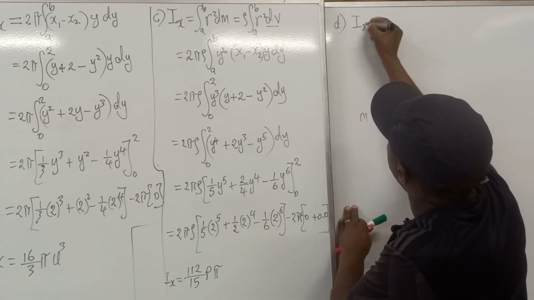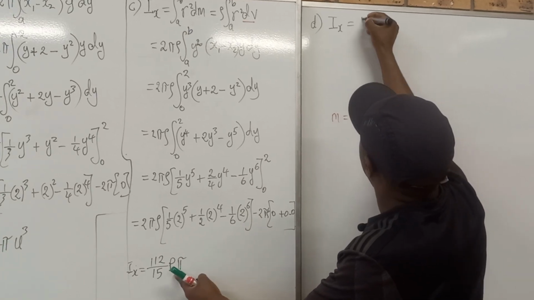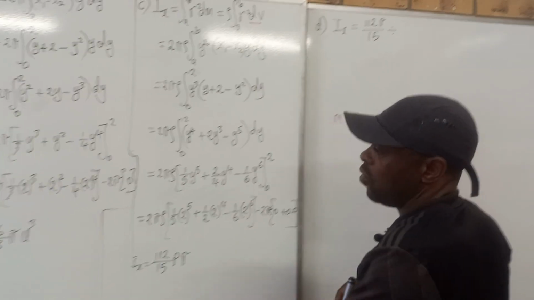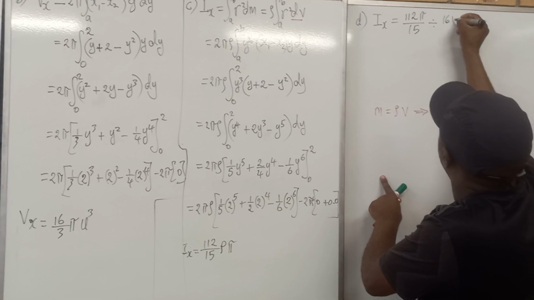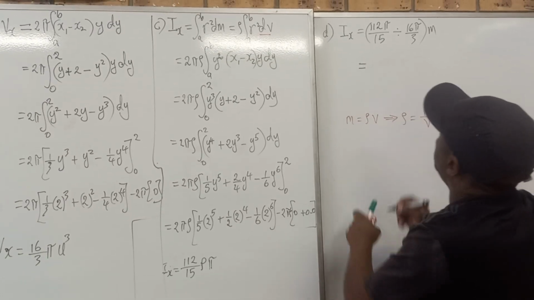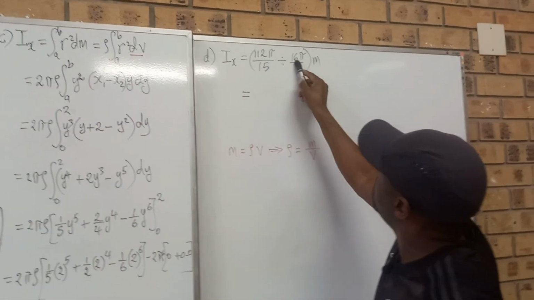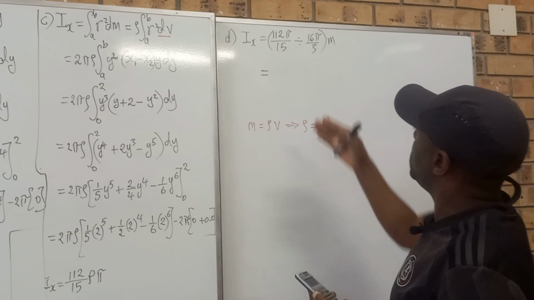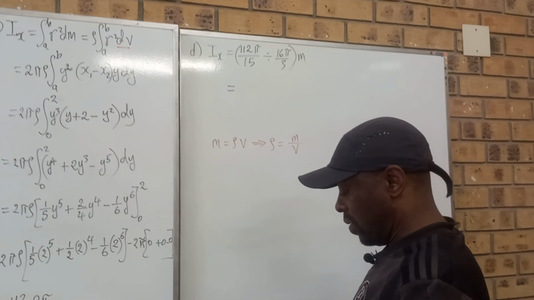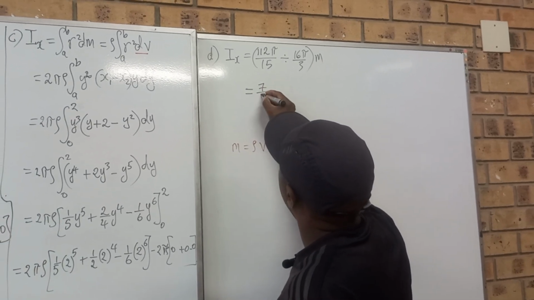So our moment of inertia, I'll copy it without the density since it's been replaced by mass over volume. So I'll put in 112 pi over 15. I divide this by my volume. My volume was 16 pi over 3. Then I multiply this by m. Then I consult my calculator. When I do this division, pi will cancel pi. So I'm simply taking 112 over 15 and dividing by 16 over 3. That gives me 7 over 5 m.